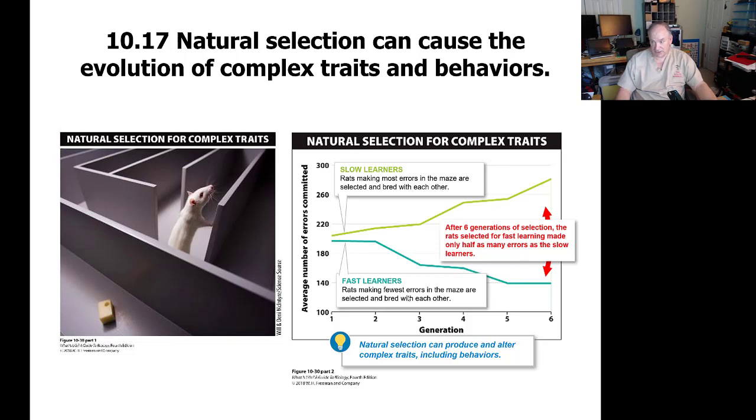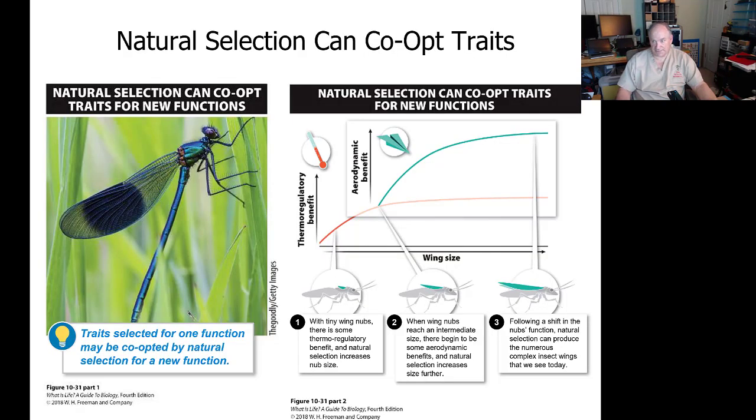So rats making fewer errors in the maze are selected and bred with each other. Natural selection can produce and alter a complex trait, including behavior. So slow learners or fast learners, obviously, if it doesn't give them any real advantage, they may not keep a trait, or if it does, they'll keep that trait.